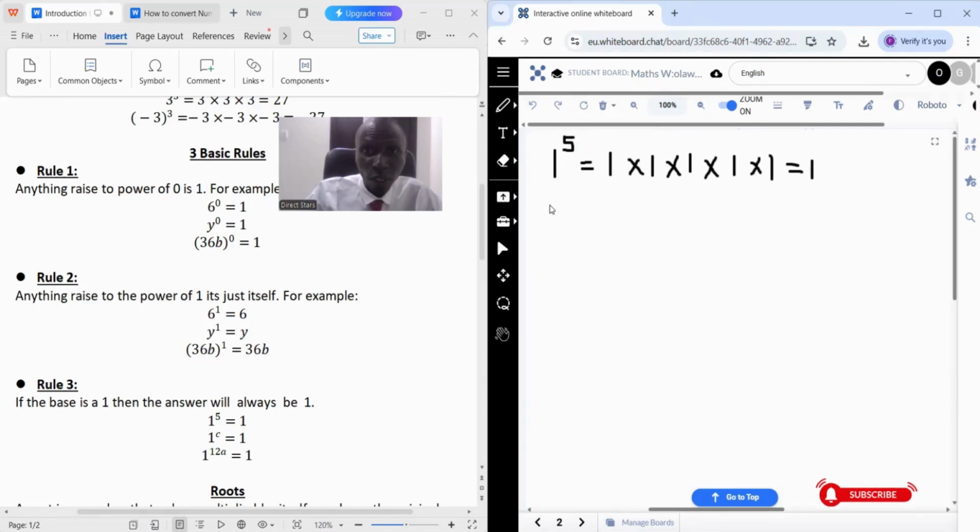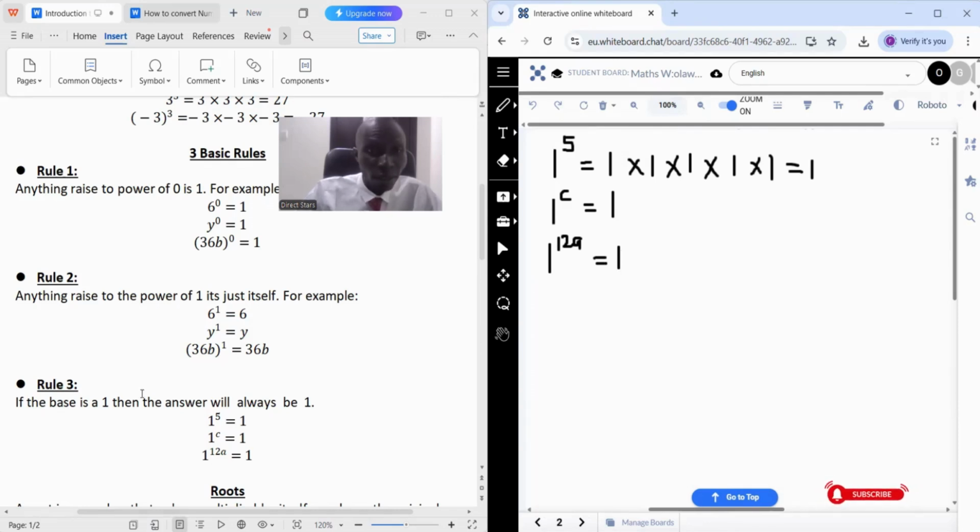Also, if you have 1 raised to the power c, irrespective of what the variable can be, you're also going to have it to be 1. And if you have 1 raised to the power 12a, no matter the value of 12a, we're also going to have this to be 1. So these are the 3 basic and important rules in powers.